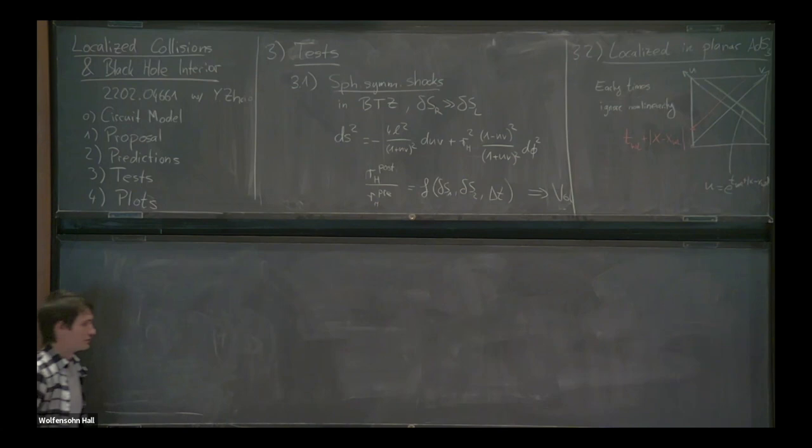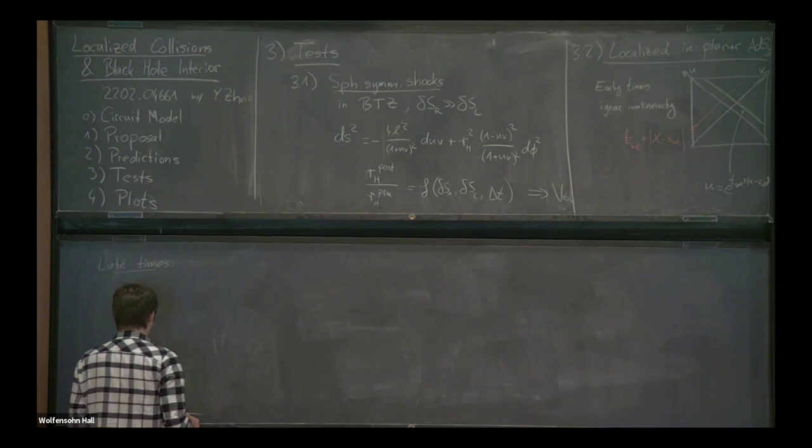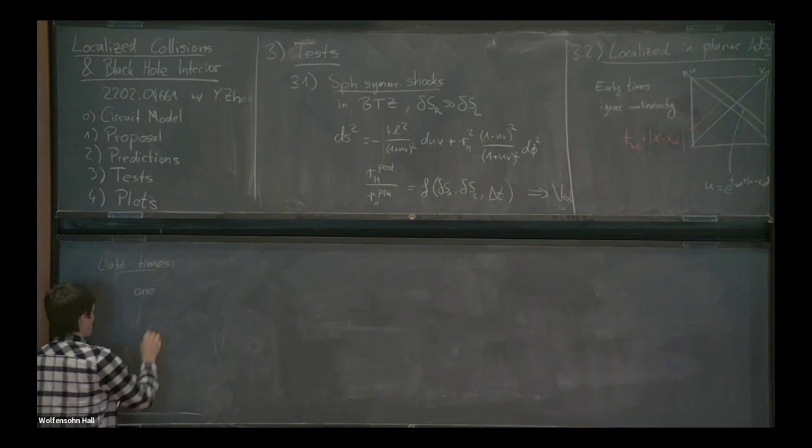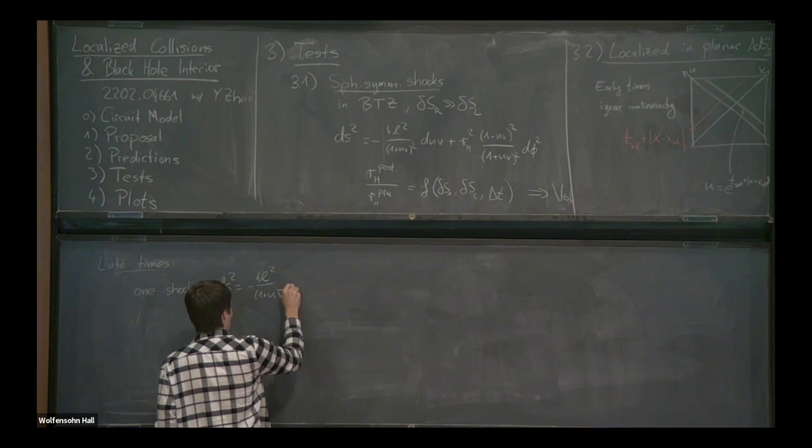So the minimum and late times, which is more complicated. Okay. So how do we deal with that case? If there's just one shock, we again have a geometry of that form. So I'm going to write down the geometry for a single shock.